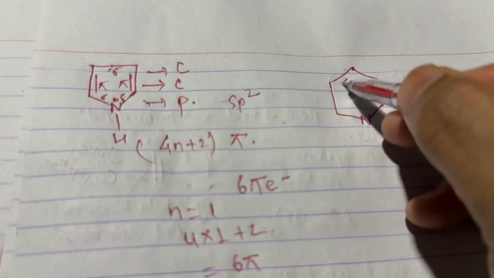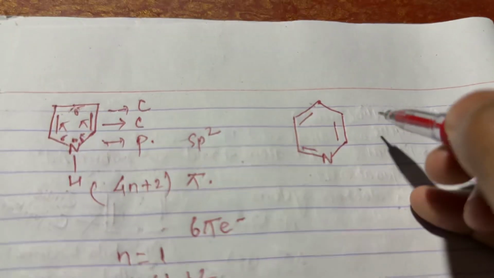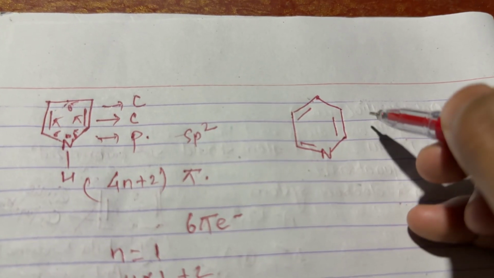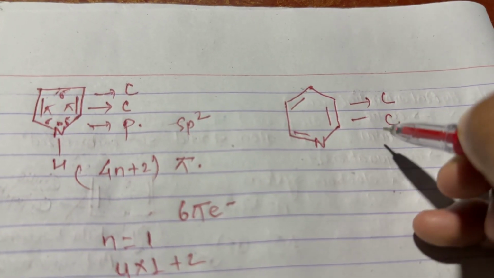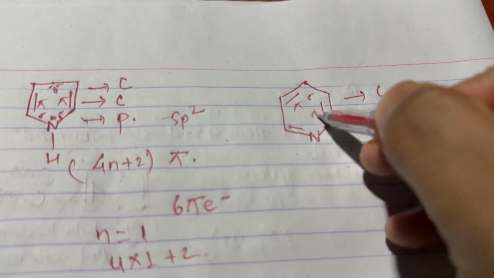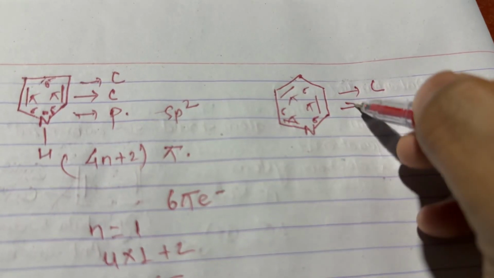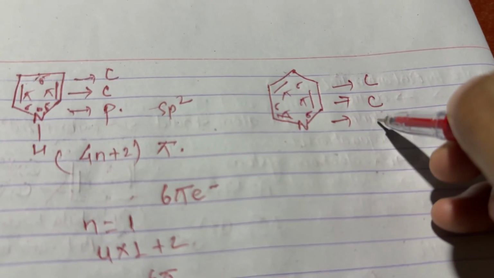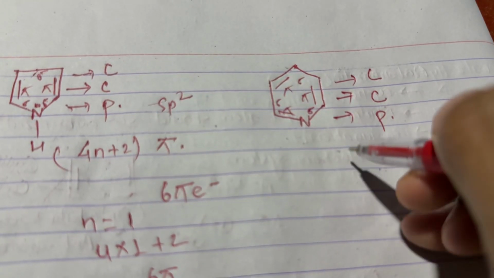So this is the structure of pyridine. Let's check whether it is aromatic or not. So it is cyclic. There is conjugation as well. Pi, sigma, pi, sigma, pi, sigma. And planar as well. All the carbon and nitrogen are sp2 hybridized.